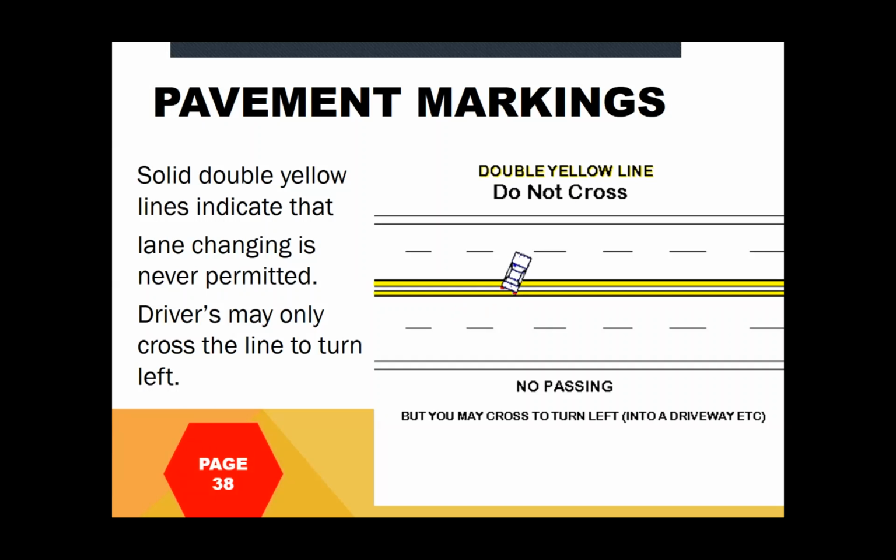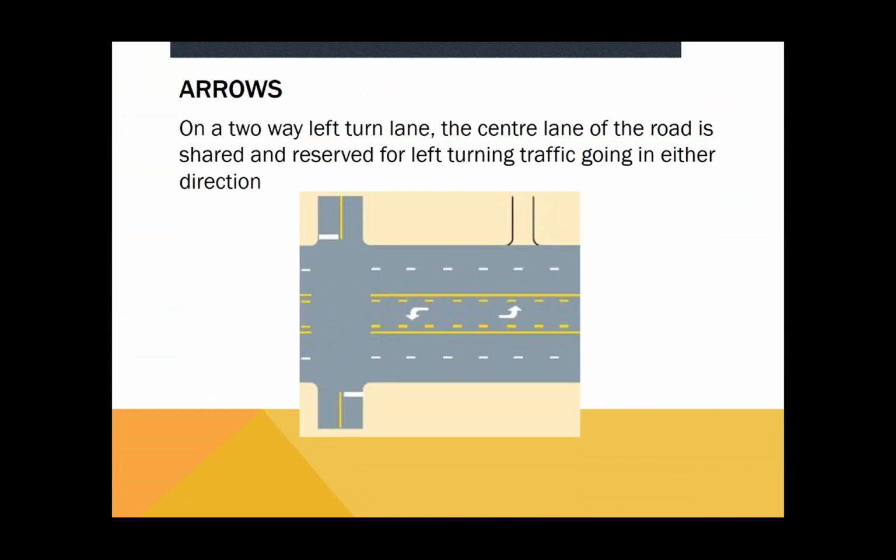So that brings us to page 38 of your book. That's where it summarizes all those different lines: broken, solid, yellow, white. Make sure you know what those mean, because they very well could ask you a question on that.